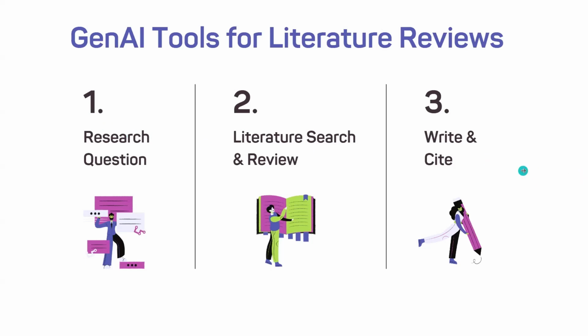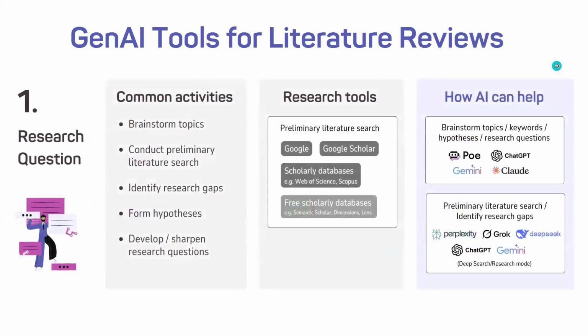All right. Now let's dive into the lit review tools part. For this part, I would broadly categorize all the tools or the lit review process into 3 stages: developing the research question and hypothesis, then the searching and review part, and finally the writing part. For each part, I will use this structure: what are some of the common activities that we usually do, what are the existing tools, and how AI can help. And then I will do a few demonstrations.